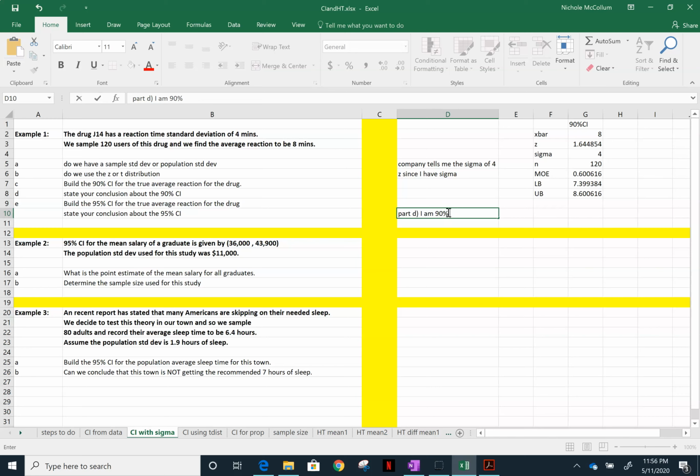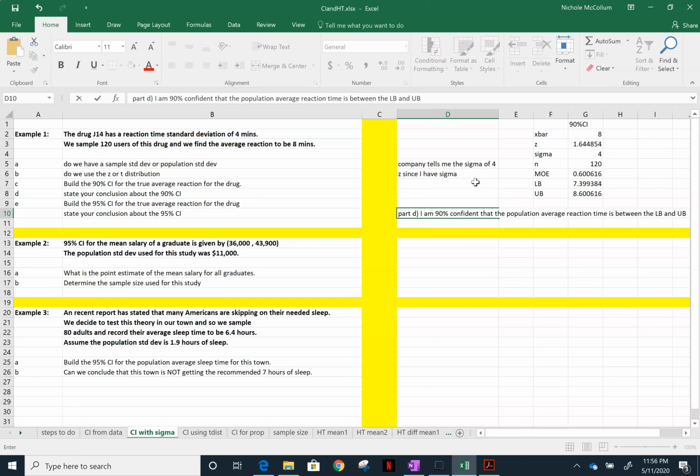I am 90% confident that the what? Always articulate what you're trying to say. That the sample... you know where the sample is, you built the sample. That the population average reaction time is between, and then you state it, the LB and UB. I'm being short there, but you should be putting in there the actual numbers.